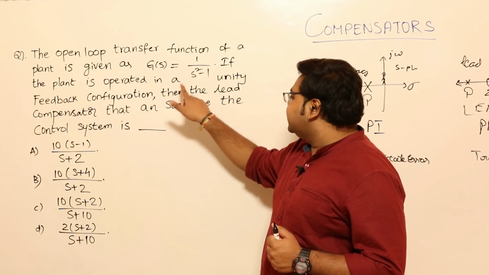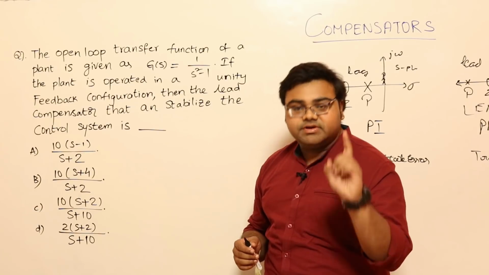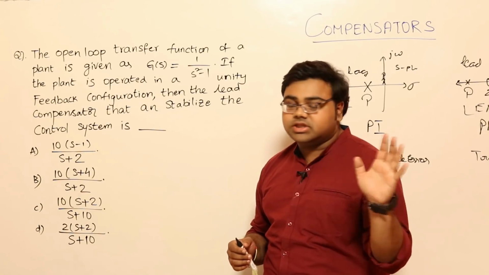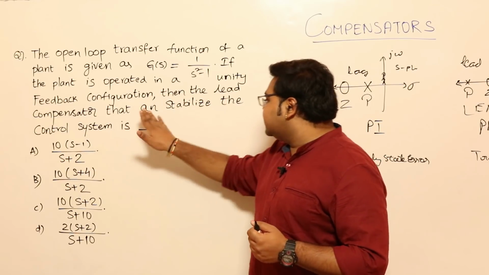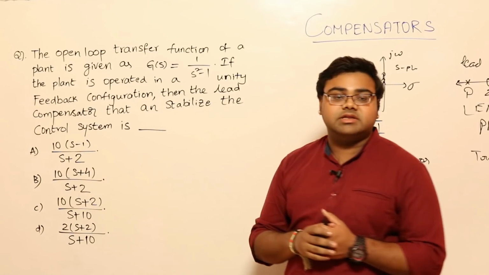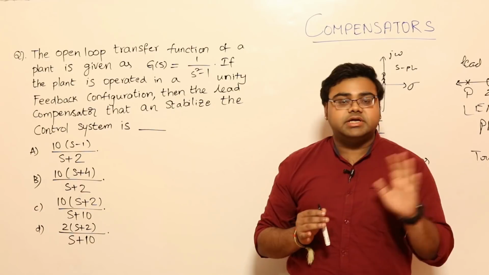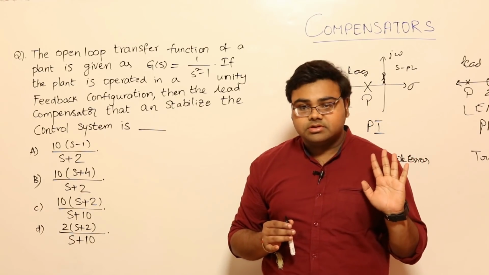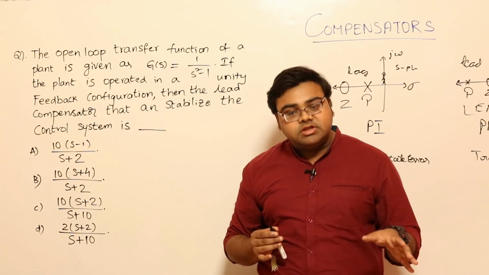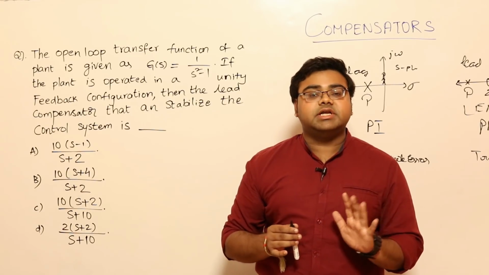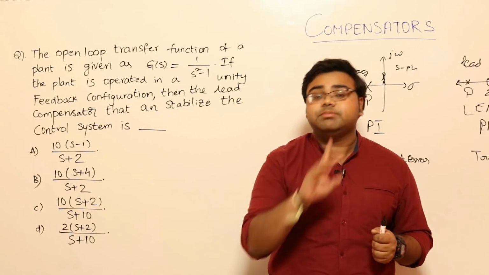If the plant is operated in a unity feedback configuration, if nothing is mentioned, it is negative feedback only. Please do not think otherwise. Then the lead compensator that stabilizes the closed loop system is, first, he has clearly told it should be a lead compensator. It is not your choice to put any compensator. Even if it was, ideally you should put a lead compensator itself, but that comes in deep analysis and control system design, which is not a part of your syllabus.